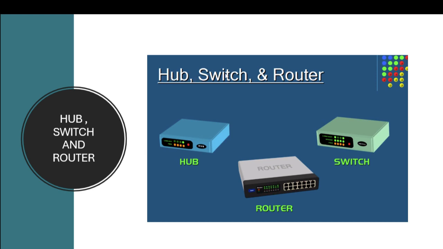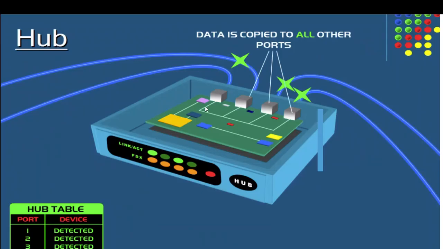So hub and switch are devices that are helpful to make a network. But a router is a device that helps to connect with the network. So let's start with the hub.